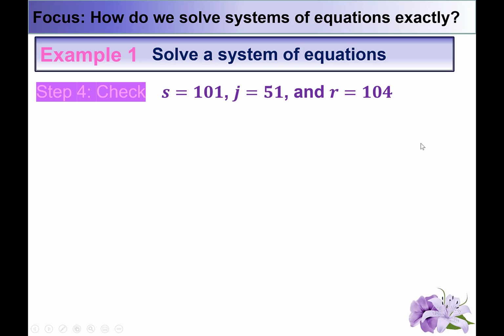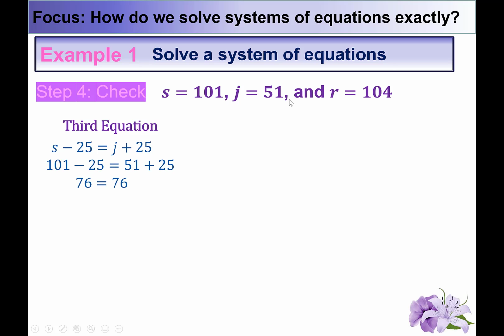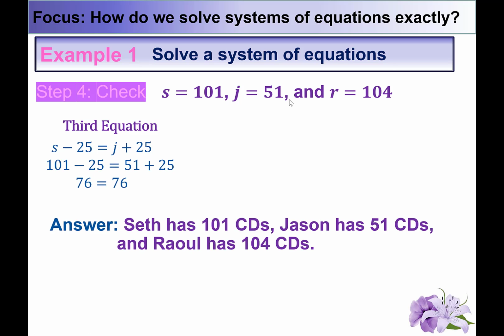Our last step is always to check. So let's check to make sure these numbers work in that third equation. I'm going to replace the S with 101, and the J with 51, and simplify, and we get a true statement. So that means the answer is Seth has 101 CDs, Jason has 51 CDs, and Raul has 104 CDs.